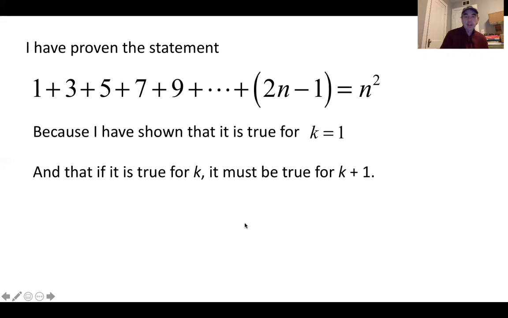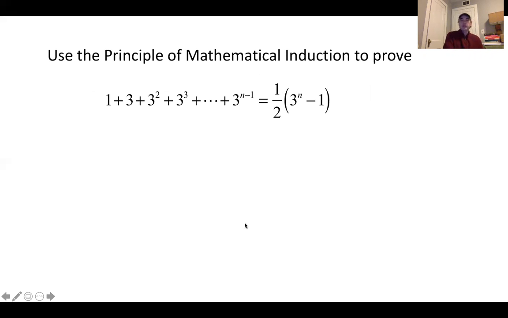Okay, here is our next question to look at. We want to use induction to prove that 1 plus 3 plus 3 squared plus 3 cubed up to 3 to the n minus 1 equals 1/2 times (3 to the n minus 1). This is the first n powers of 3: 3 to the 0, 3 to the 1, 3 to the 2, up to 3 to the n minus 1. The first n powers of 3 equals 1/2 times (3 to the n minus 1).